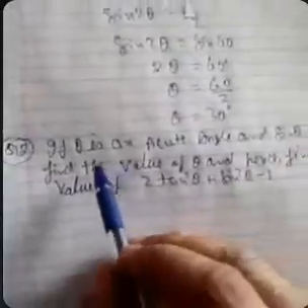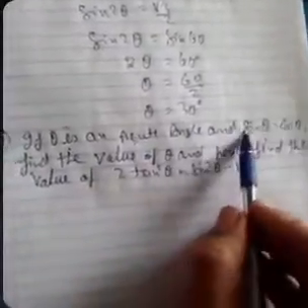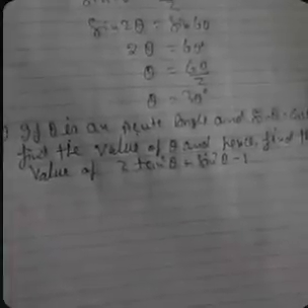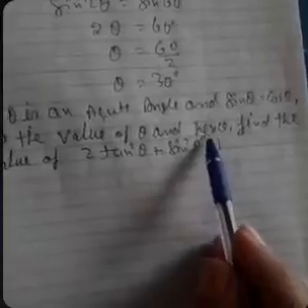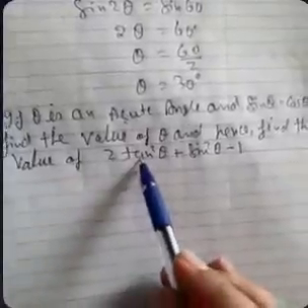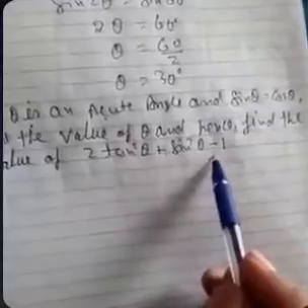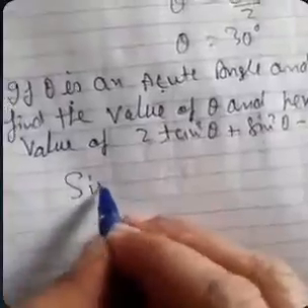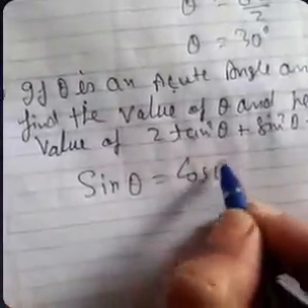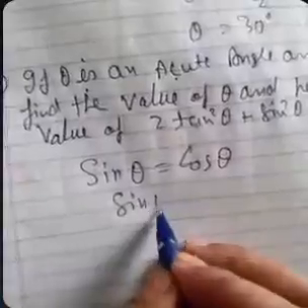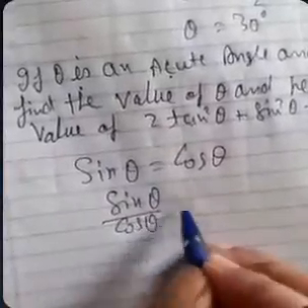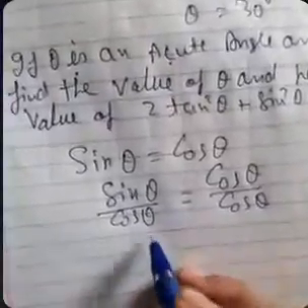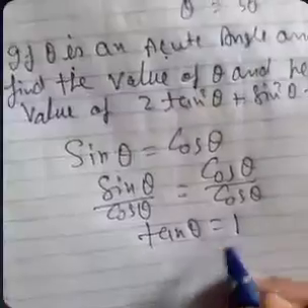Question number 12. If theta is an acute angle and sin theta is equal to cos theta, find the value of theta. Find the value of theta and hence find the value of 2 tan square theta plus sin square theta minus 1. How to solve? Look at here. Sin theta is equal to cos theta. Now dividing both LHS and RHS by cos theta, sin theta upon cos theta, cos theta upon cos theta. Here sin by cos is equal to tan theta is equal to 1.